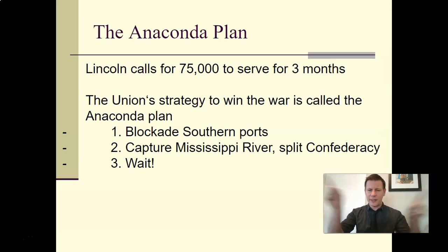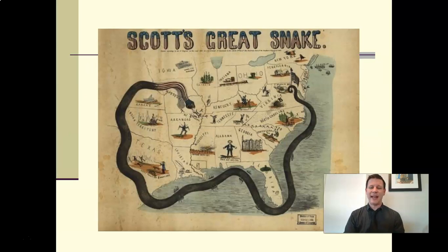So cut them off economically, cut them in 2, and then just like a constrictor snake, an anaconda, here we go, famous cartoon, squeeze them until they suffocate, just like an anaconda does. It's a constrictor, and they should quit, and the war will be over. The problem was, they realized this could take a long time, and if the war goes long, that would be good for the South, bad for the North, and people in the North might give up. They might grow tired of this, and you only got an army for 3 months. You really can't play the long game.